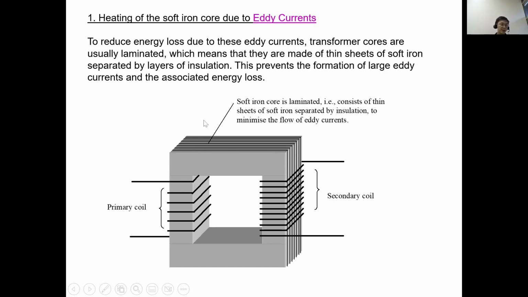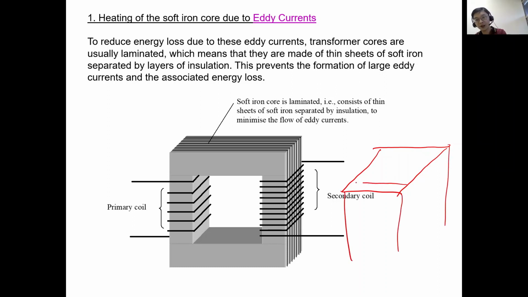How does this limit current flow? Previously, you had a big block of metal, and current can flow through it quite easily. But now if you laminate it, your currents are now smaller in nature because of the resistance due to the lamination. So if you have reduced the eddy current, using P equals I squared R, the power loss will also be reduced.